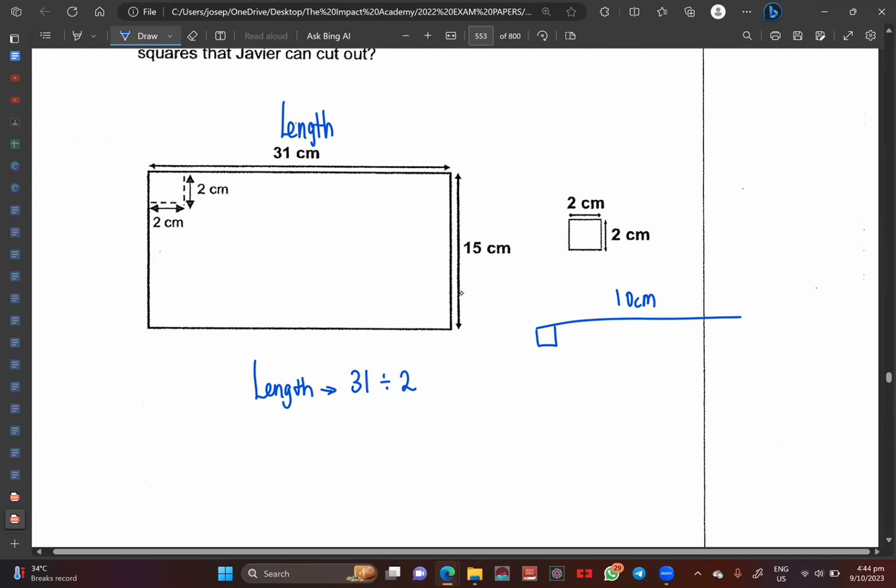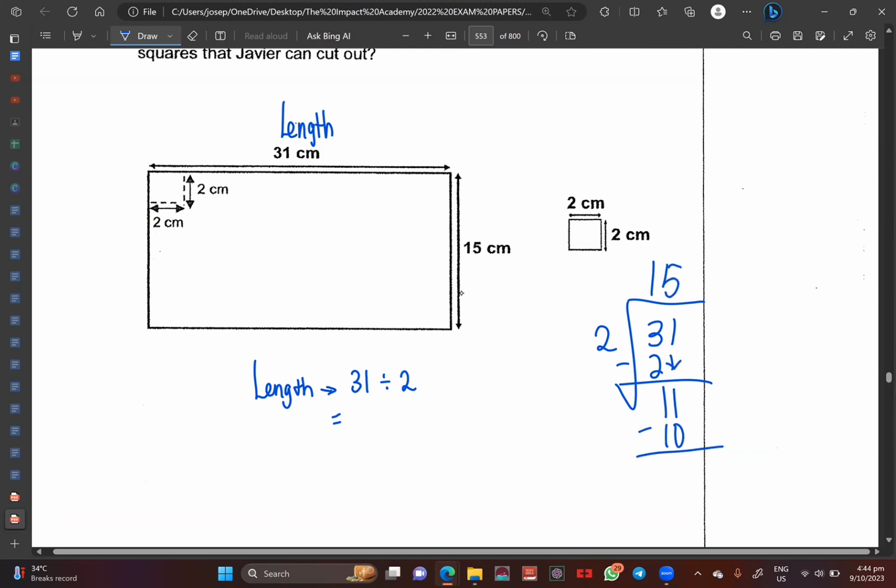You agree so far? Now I'm just changing the numbers to 31. So how many 2 cm can I have on my length? We do 31 divided by 2. Am I making sense here? Now, when I do 31 divided by 2, I'm just going to show it to you. 2, 1, 2 minus 1, bring down the 1, we put a 5 over here. Agree or disagree? We get to 1. That's a remainder 1. Agree? Because 30 is a multiple of 2.